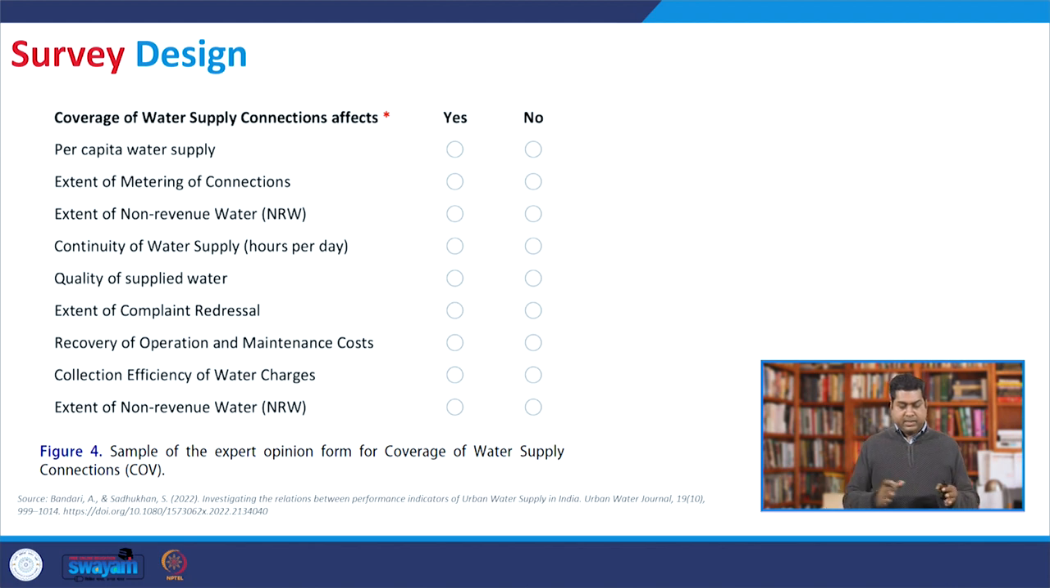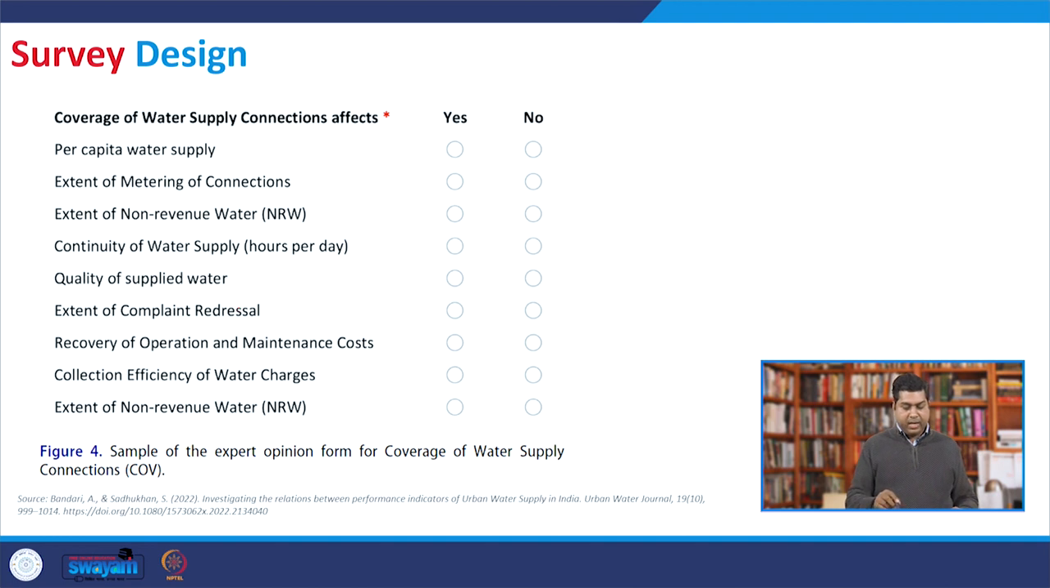So, next about the survey design. For the expert opinion survey, here we show you one such scenario, where the question was asked whether coverage of water supply connections, which is one of the benchmarks used, affects the others. Like here we have the per capita water supply, extent of metering, extent of non-revenue water, continuity of water, then extent of complaint redressal, etc.